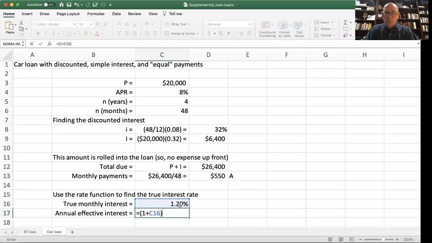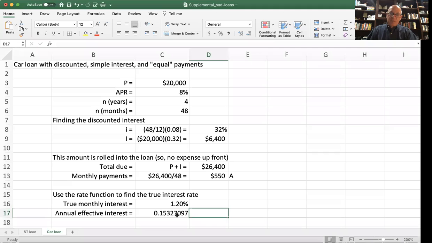And then the exponent will be 12 because there are 12 months in a year. And the 1.2% is a monthly interest rate, and 12 months in a year, take it to the power of 12 minus 1. You may have questions about how I'm doing this. I'm not going to explain it in detail here, but you can ask later if you get this far and want to see. So that's 15.3%.